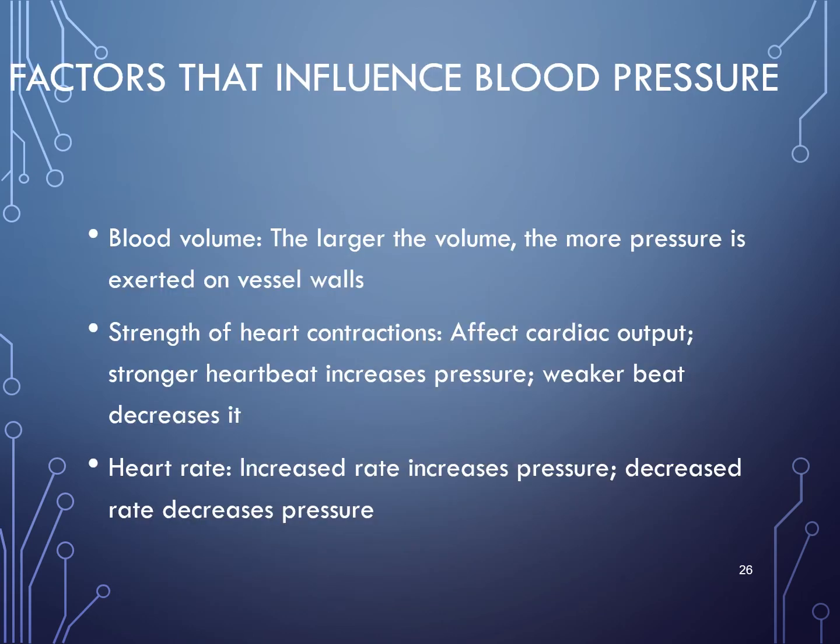So what are some factors that can influence blood pressure? One is blood volume. If we have more volume, we're going to have more pressure. There's going to be more pressure exerted on the vessel walls. If we have less volume, there's going to be less pressure exerted on the vessel walls. The strength of the heart contraction can impact cardiac output. A stronger heartbeat increases the pressure, a weaker beat decreases the pressure. Heart rate. An increased heart rate increases the pressure, and a decreased rate is going to decrease the pressure.